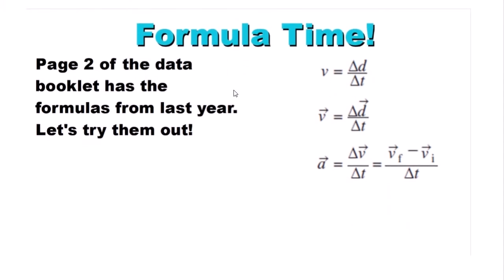And on page 2, you also have some formulas. So the first formula that we're going to use here is v equals d over t. So that's my speed is distance over time. This is the vector version of the formula, with velocity is equal to displacement over time. And then acceleration can be found like this. I like using vf minus vi over t. Remember, the f is the final, the i is the initial, and the t is the time.